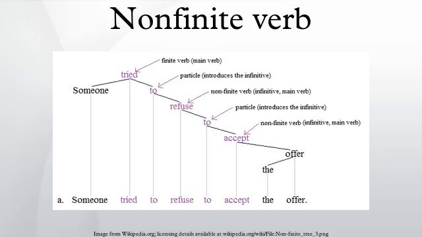Types of non-finite verbs. English has three kinds of non-finite verbs: infinitives, participles, and gerunds. Each of these non-finite forms appears in a variety of environments.